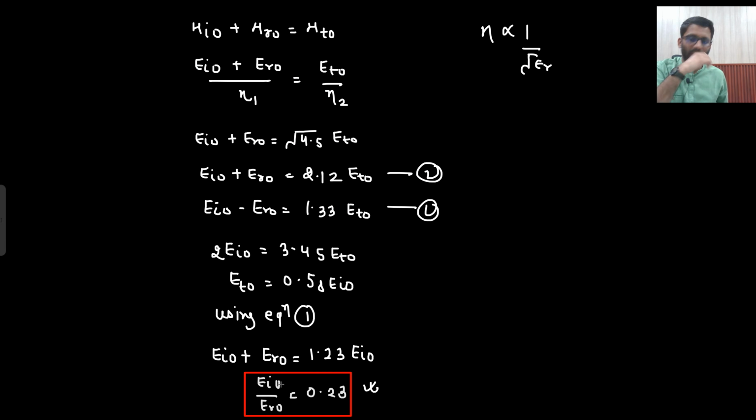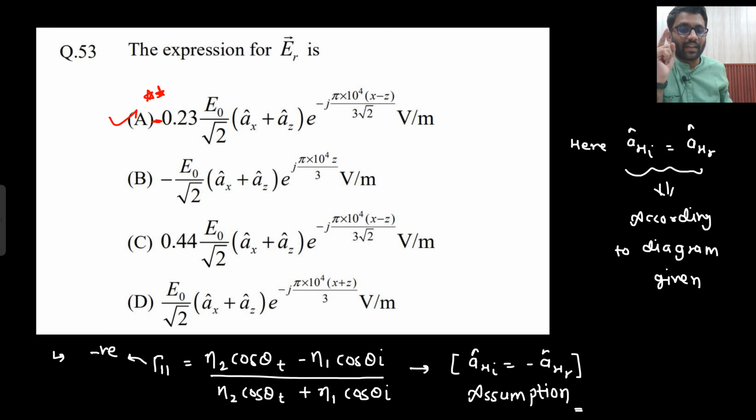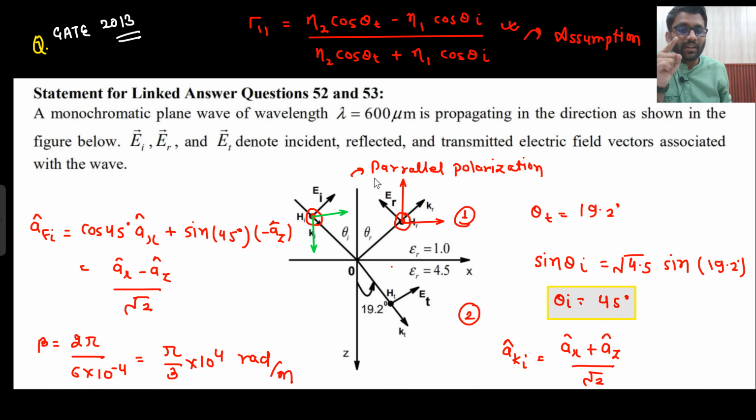Here we simply got to know that your ERO is just 0.23 times what I have done here. ERO divided by EIO. Sorry, ERO divided by EIO. So your ERO is just 0.23 times of EIO. There is no change in the direction shown. So whatever the direction has been shown, that is absolutely correct. So you do not need to change it.